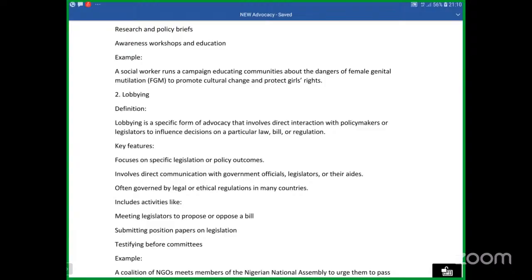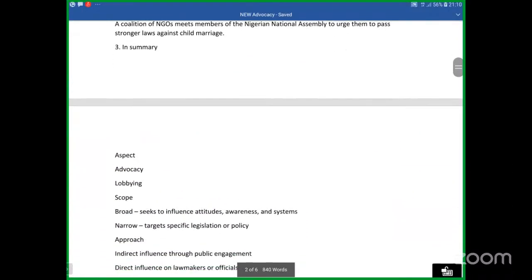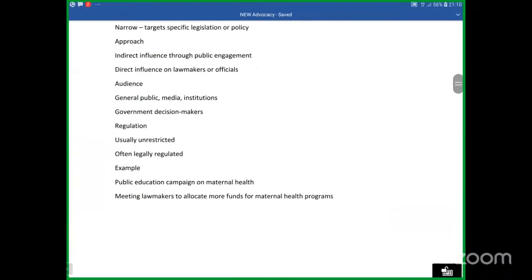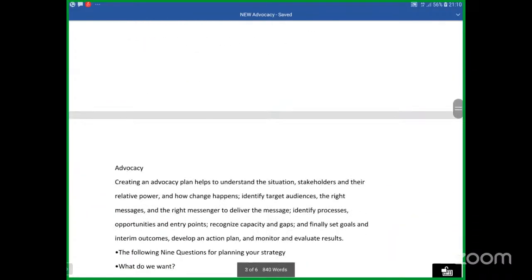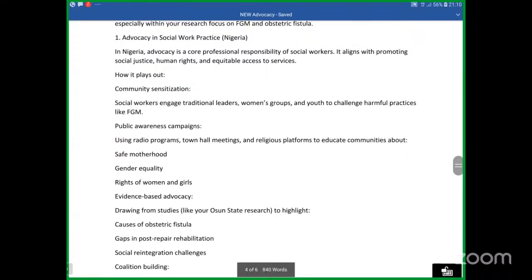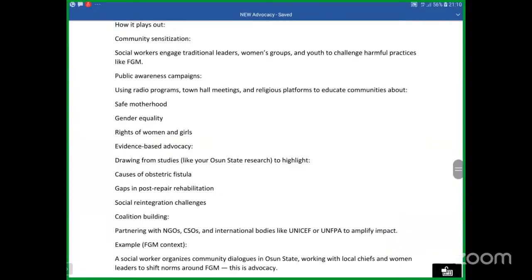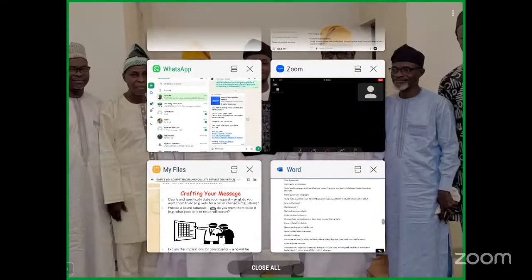Whereas, like I said the other time, lobbying is a specific form of advocacy that involves direct interaction with policymakers or legislators to influence a decision on a particular law, bill, or regulation, and so on. So, in summary, when I send this to you, you can read them. You can read the examples as well. I think I've explained this the other time. We have several examples of advocacy in social work, how best you can have it. That can be of great importance to you when I send them to you.